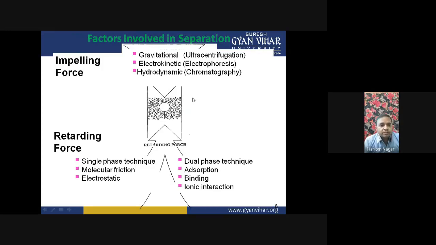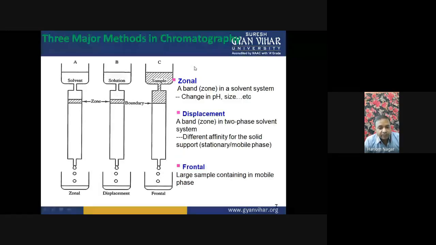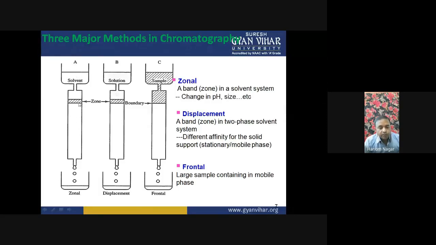So now, three major methods are used in the chromatography process. First is zonal, second is displacement, and third is frontal. In method A, this is the solvent, and this is the zone of the components which are separating. And in the second, this is the solution. Here we put the components with the solvent.